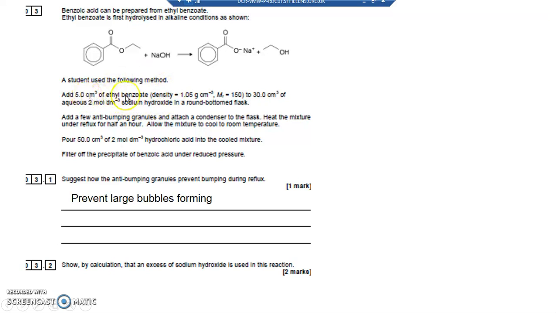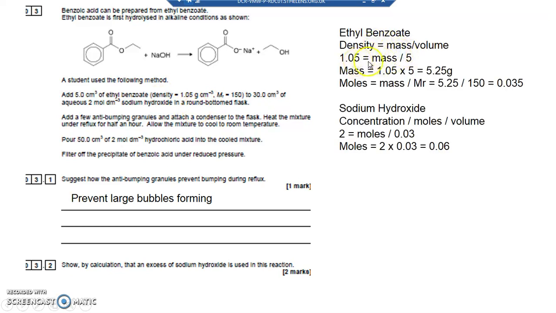We already mentioned that we've got a volume and we've got a density of ethyl benzoate. So density is mass divided by volume. Let's work out the mass. So density 1.05 equals the mass divided by 5. Mass is 1.05 times 5, 5.25. So I've got 5.25 grams of ethyl benzoate.